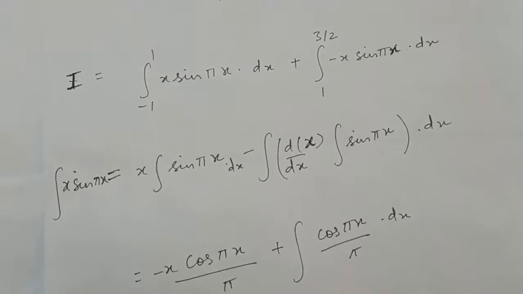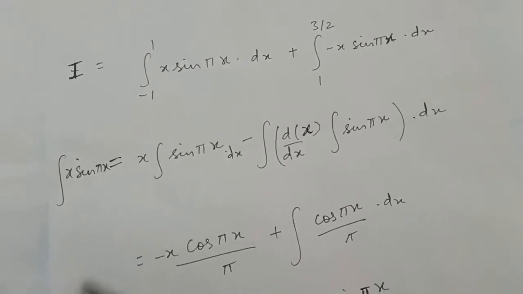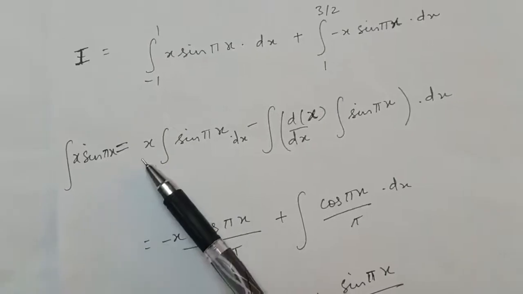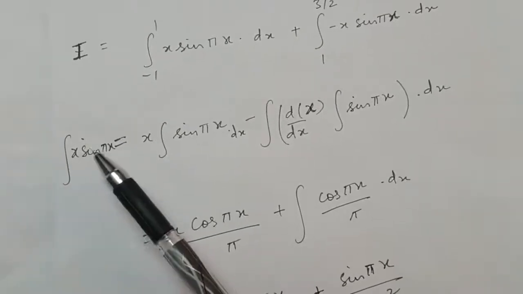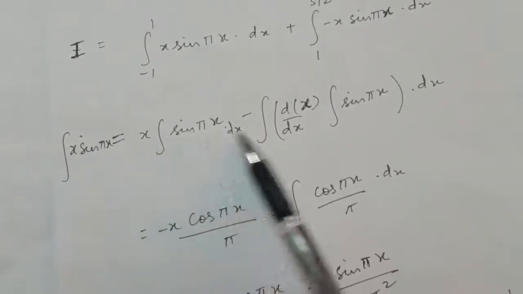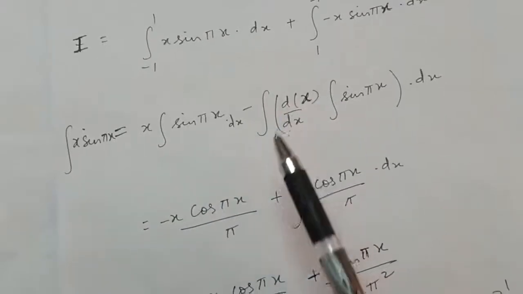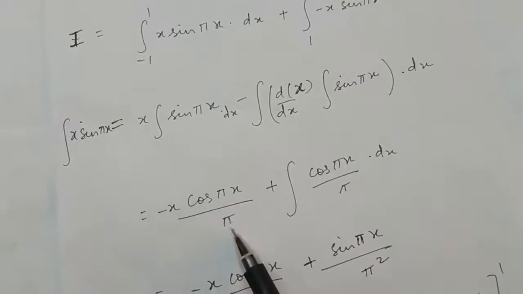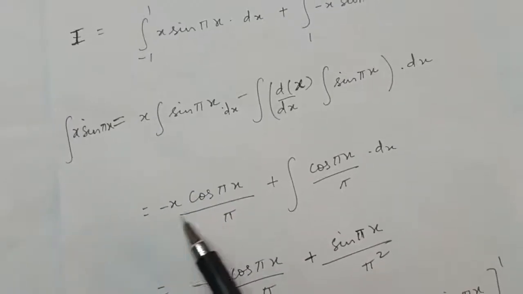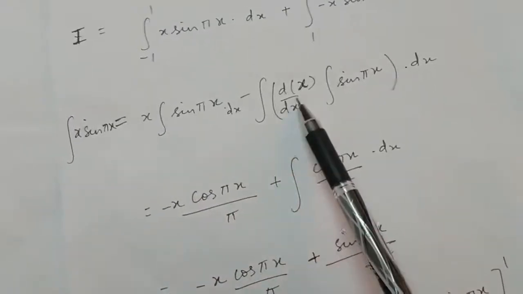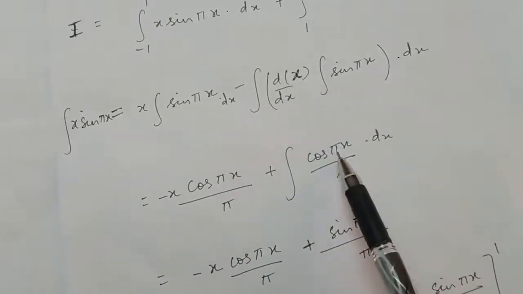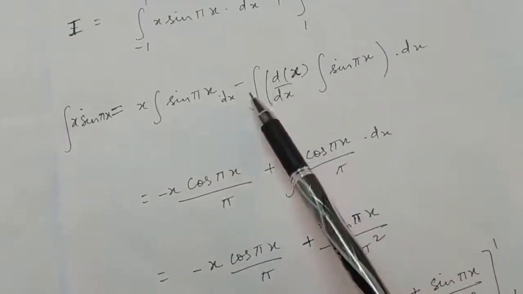Now we will find the integral of x into sin pi x. So apply the formula of integration by parts, with x as the first function and sin pi x as the second function. So this is the formula. Now x as it is, integral of this is cos pi x upon pi with a minus sign. Derivative of x is 1 and integral of sin pi x is minus cos pi x upon pi. So this minus will become plus.